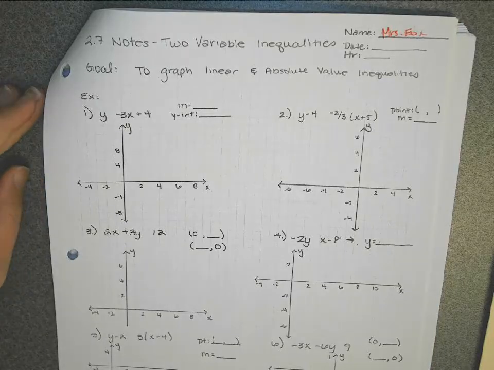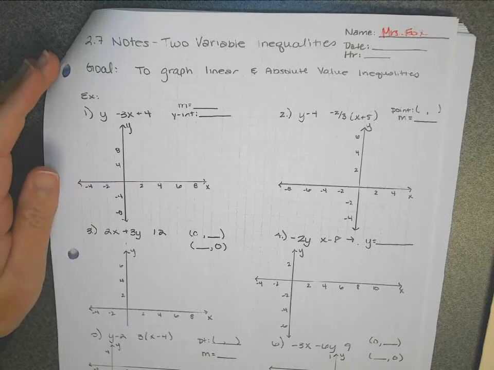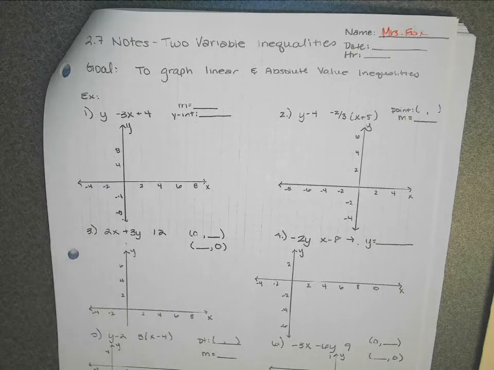So our goal is to graph linear and absolute value inequalities. You should already know how to graph a linear equation in slope-intercept form or point-slope form or standard form. We practiced that in 2.2. And then the absolute value equations, we practiced those last week in 2.5. We continued practicing them in 2.6 by noticing the shifts or translations, those are the same word, along with the stretches. So that's what that assignment you guys were working on earlier today was.